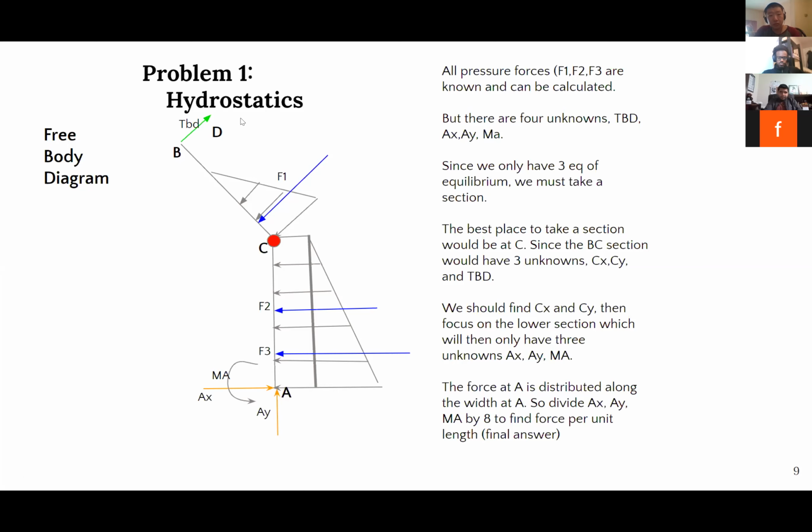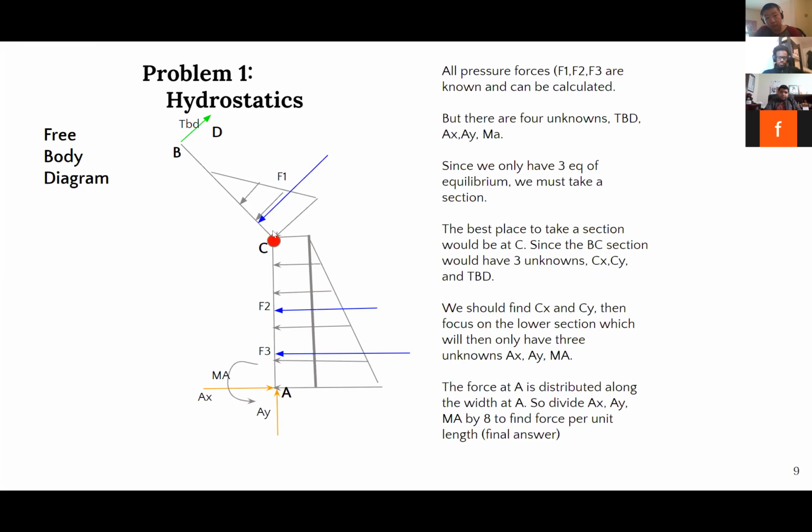Because there are 4 unknowns and we only have 3 equations of equilibrium, we have to take a section somewhere, because it's statically indeterminate unless we do. So I think the best place to take a section would be at C, because there's a pin there. When we cut it there, it would only produce 2 reactions. And if it only produces 2 reactions, then if we look at the section BC, it would only have 3 unknowns: TBD and the 2 reactions at C.